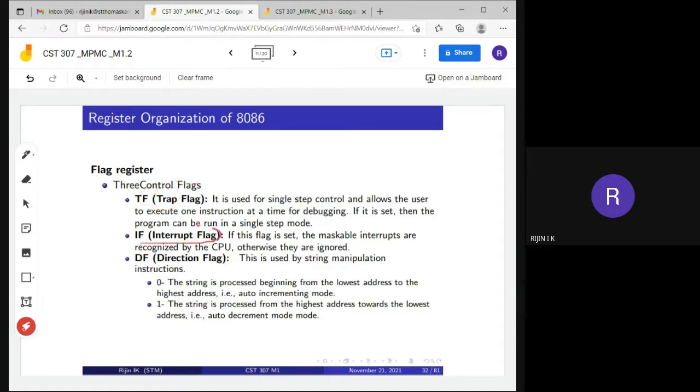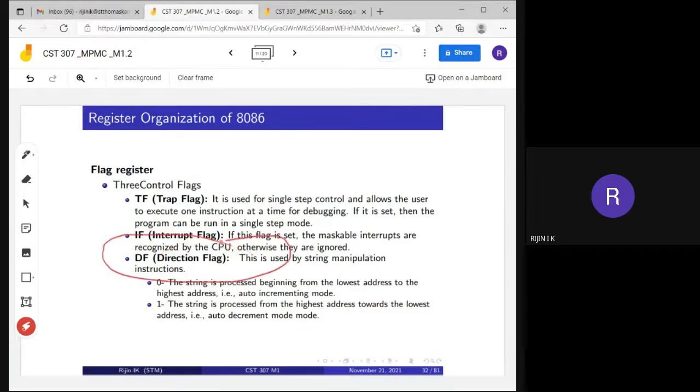Then this is the interrupt flag. Interrupt flag means if this flag is set, the maskable interrupts are recognized by the CPU. Otherwise they are ignored. So this is the interrupt flag. Then the last one is the direction flag.